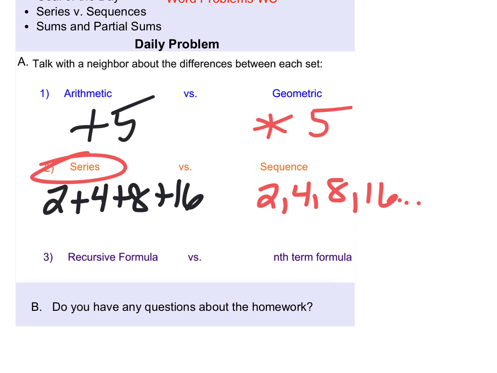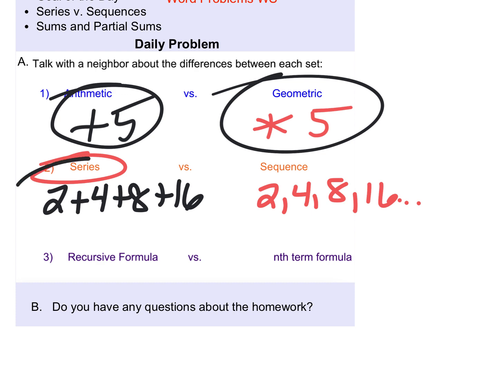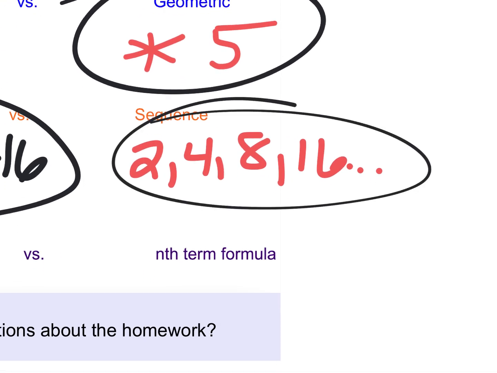Okay, so arithmetic is the kind where you're adding. Geometric's where you're multiplying. A series is where you're adding up a whole bunch of terms. A sequence is just where you're making a list of a whole bunch of terms.